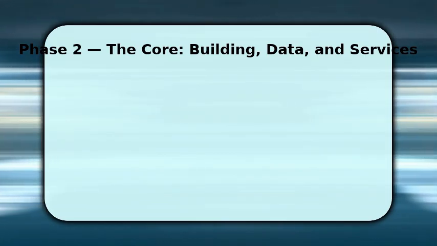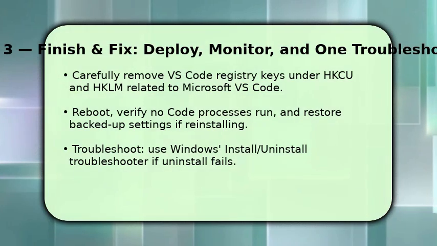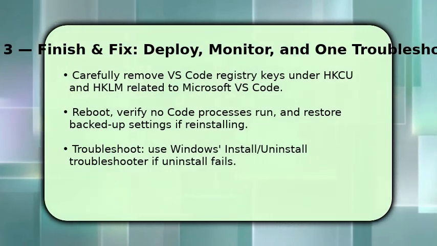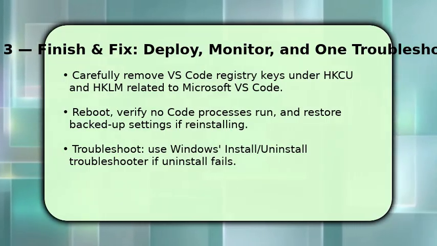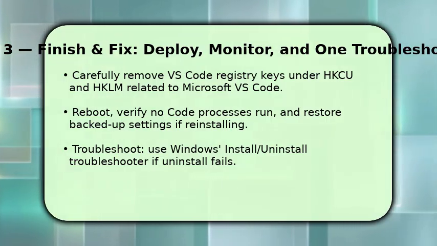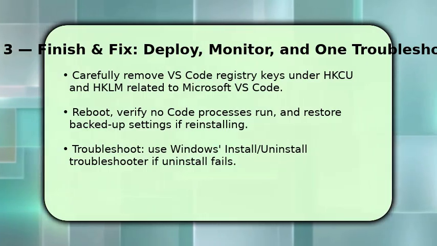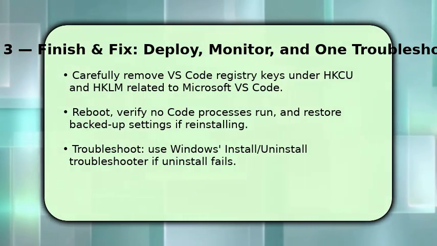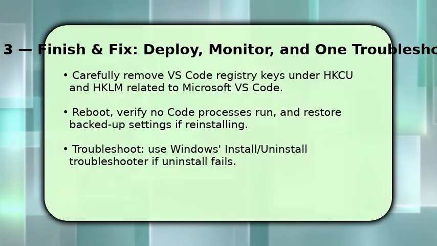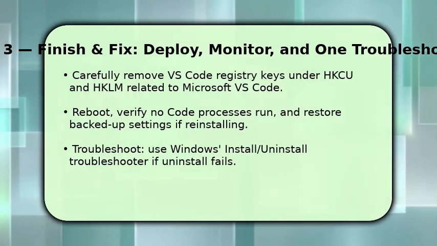To remove shell integrations that keep it in the menu, finish by cleaning residual registry keys tied to Visual Studio Code under HKCU and HKLM. Export keys first and then delete only entries clearly labeled for Code to avoid system harm. After that, reboot Windows so shell caches and file associations refresh. Make sure no Code processes restart.